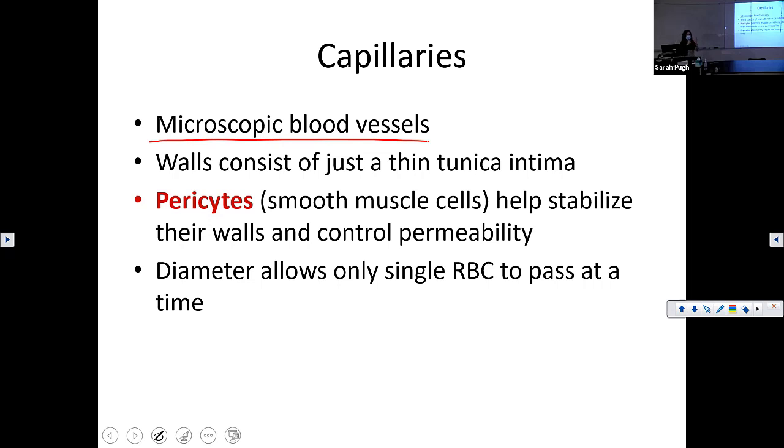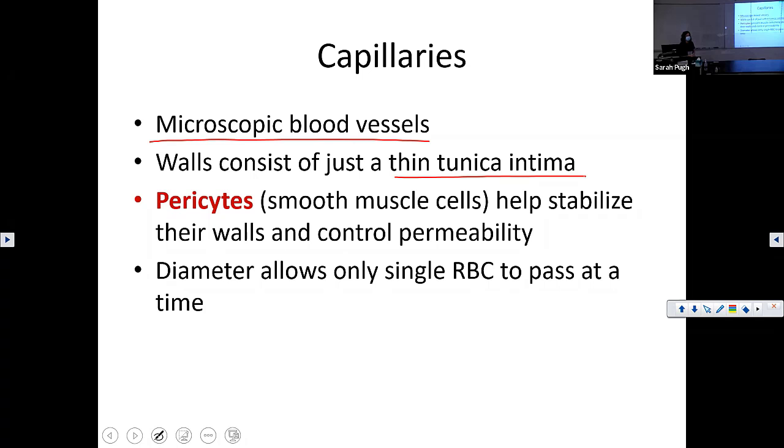We talked about our 3 layers, tunica intima, tunica media, tunica externa, right? We find that in arteries and veins. We do not find all 3 of those in our capillaries. In capillaries, there is a tunica intima. That's it. How come? Why wouldn't you have all 3 layers in a capillary? Why just 1 layer? They're so small.